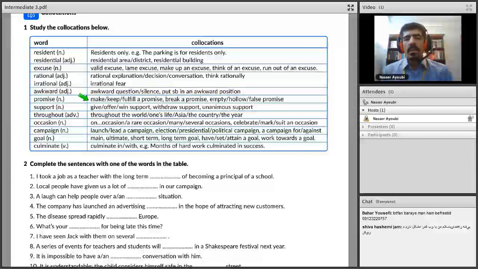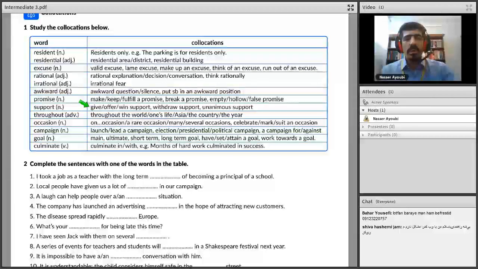Empty, hollow, false promise. To make a promise that you cannot fulfill. That's an empty promise. If I promise to give you $1 million by tomorrow, I have made a very empty or hollow or false promise. You cannot find 1/100th of that money in my pocket.